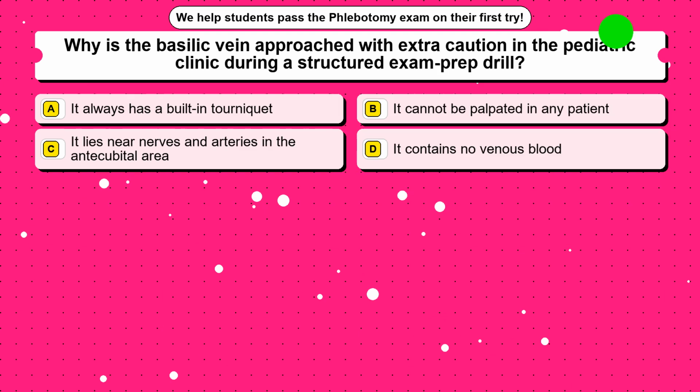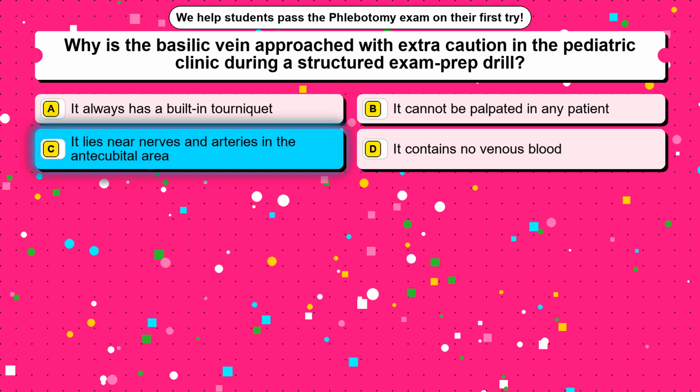Question 79. Why is the basilic vein approached with extra caution in the pediatric clinic during a structured exam prep drill? Option A. It always has a built-in tourniquet. Option B. It cannot be palpated in any patient. Option C. It lies near nerves and arteries in the antecubital area. Option D. It contains no venous blood.